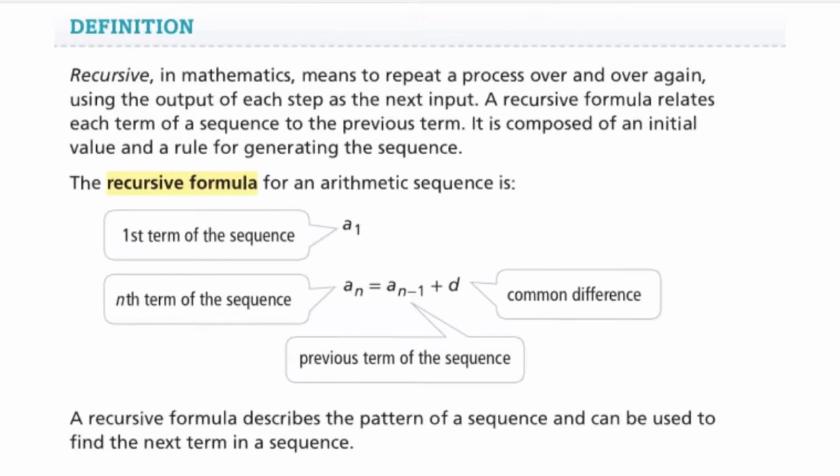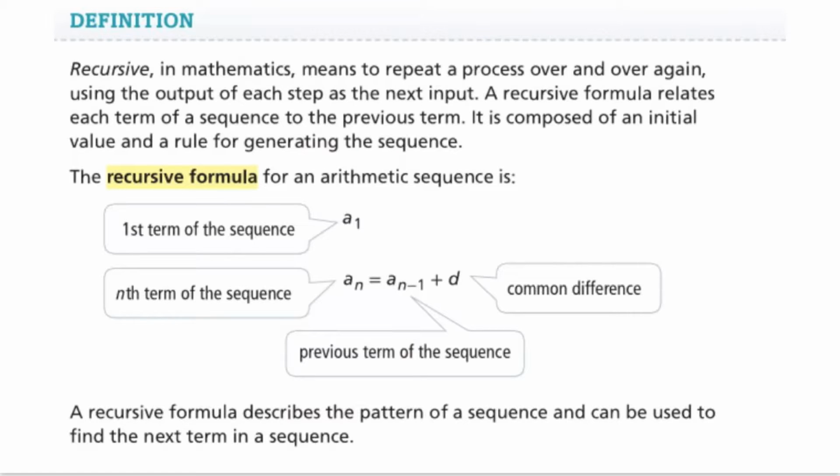Now we're going to learn the recursive formula for arithmetic sequences. Recursive in mathematics means to repeat a process over and over again, using the output of each step as the next input. A recursive formula relates each term of a sequence to the previous term. It is composed of an initial value and a rule for generating the sequence. The recursive formula describes a pattern of the sequence that can be used to find the next term in the sequence.